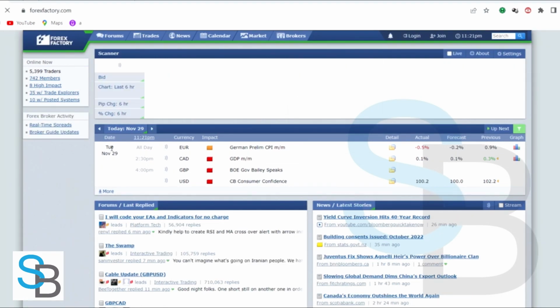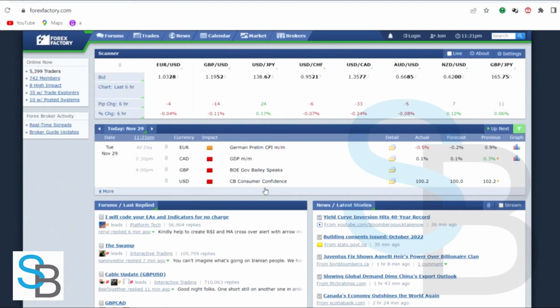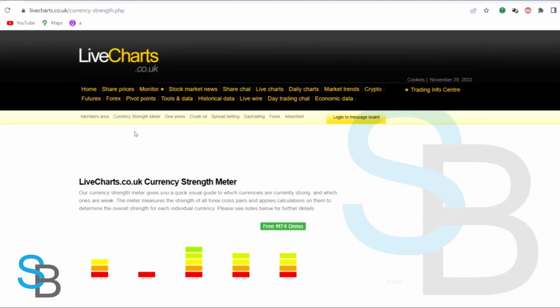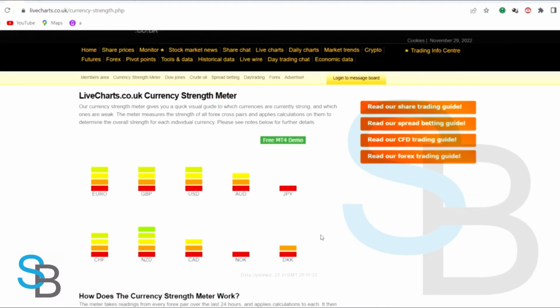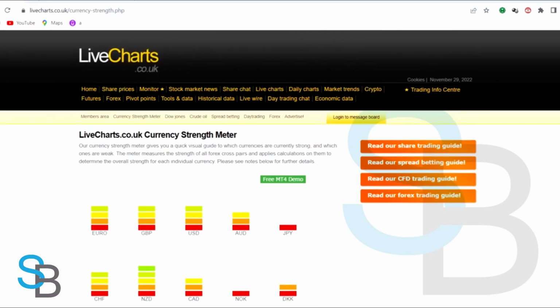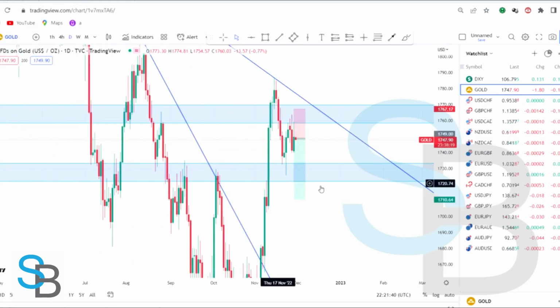We can see that today is Tuesday, 29th November, and we had a US high impact news, and it actually finished a little bit well, because the actual is greater than the forecasted. So when we check our currency strength meter, let's refresh. You can also see that USD is of a decent strength. Okay, of a decent strength.